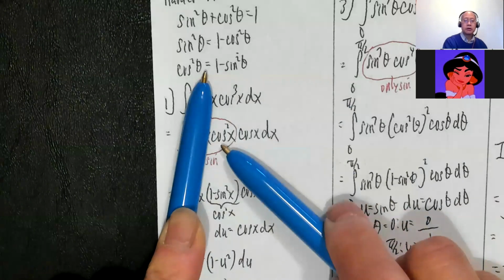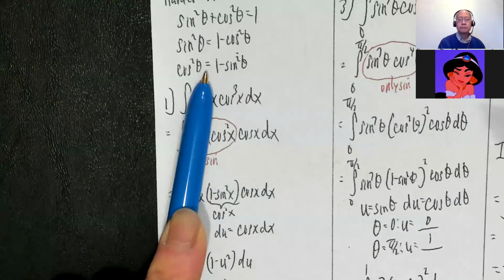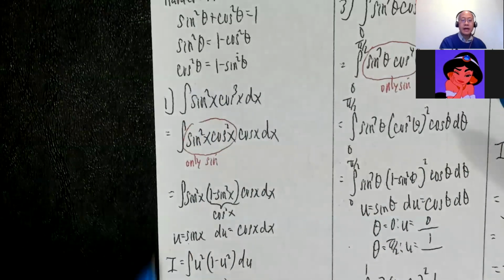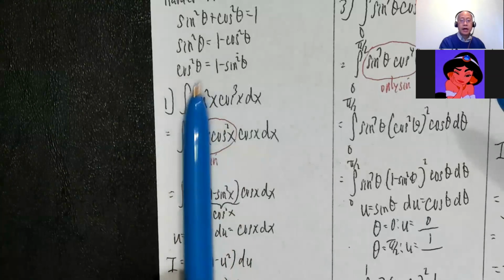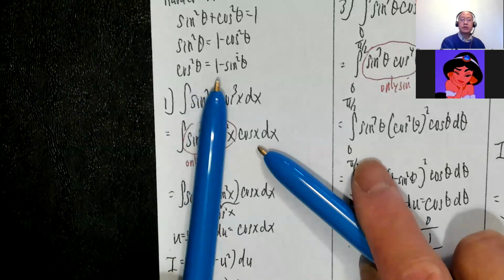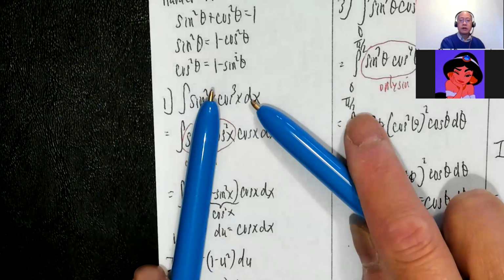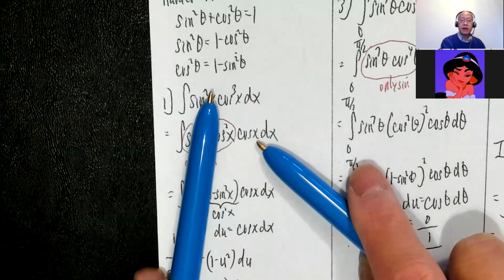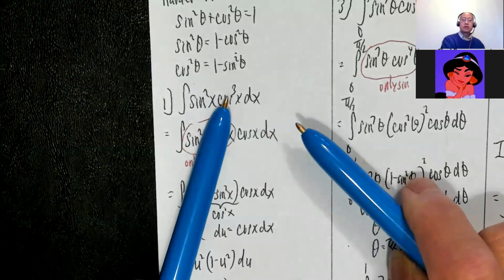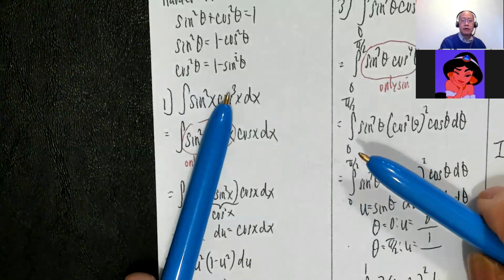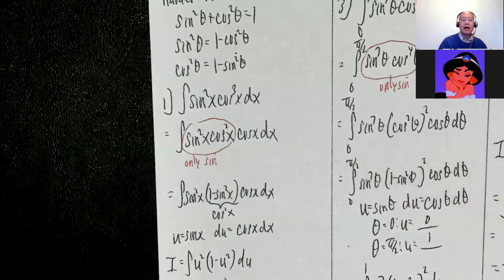Do you agree this is still cosine cubed right here? Cosine squared times cosine. Now I separated out the cosine x. I can always do that when I have an odd exponent, like cosine cubed, cosine to the fifth, whatever. Separate out a cosine x and then have an even exponent after that. So suppose this was cosine to the seventh. I would make this cosine to the sixth times another cosine x.